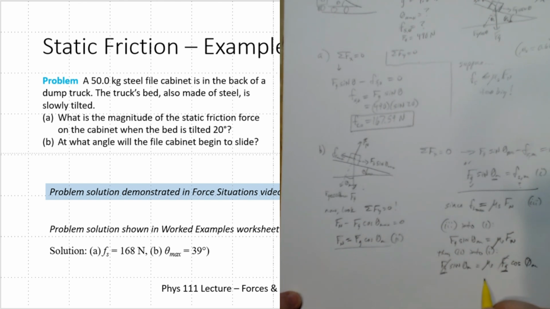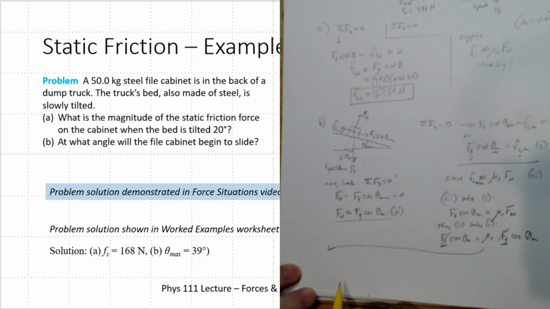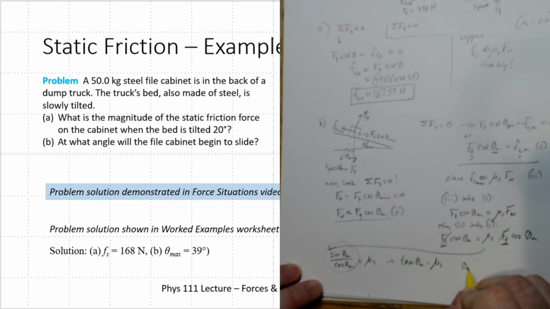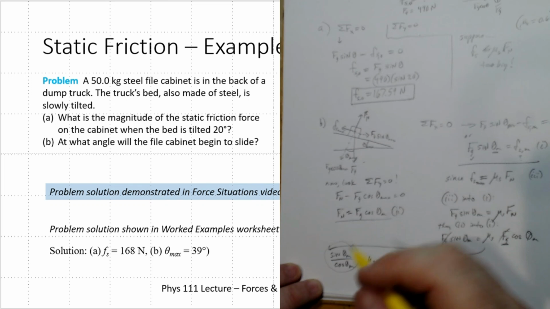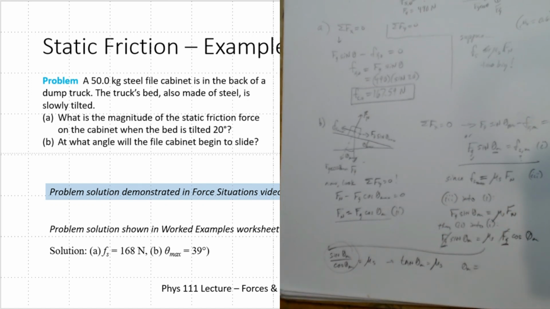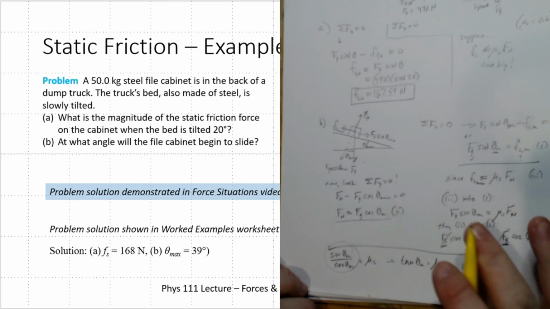This becomes sine divided by cosine equals mu sub s, or that's tangent. Thus, the max value, this is a kind of an annoying problem. This is a problem that wouldn't show up like this on a test, but it's important for you to see all these relationships in here.